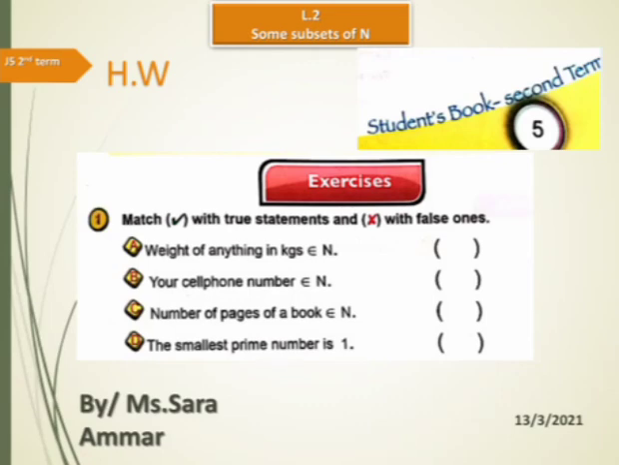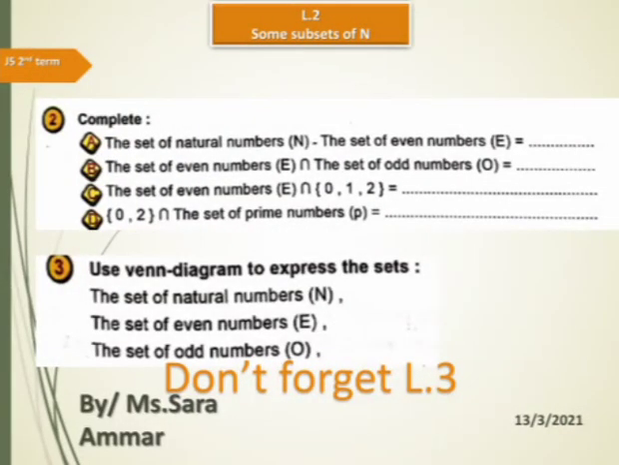For more practice, you can solve your school book, page 5, question number 1. Or you can take a screenshot from this, so you can solve it before you come to your class, and we can check it together. Also, you can practice question number 2 and question number 3. And don't forget, please, to watch the video for lesson 3, which inshallah we're going to solve in the class and study.